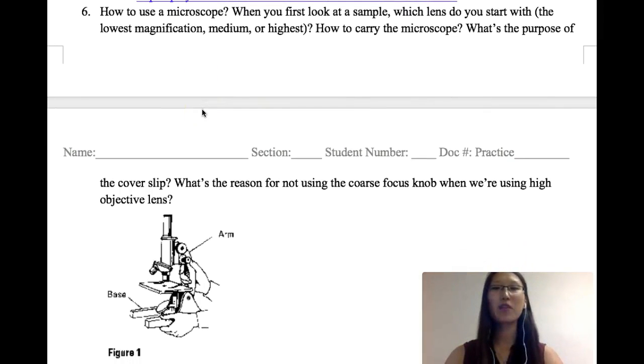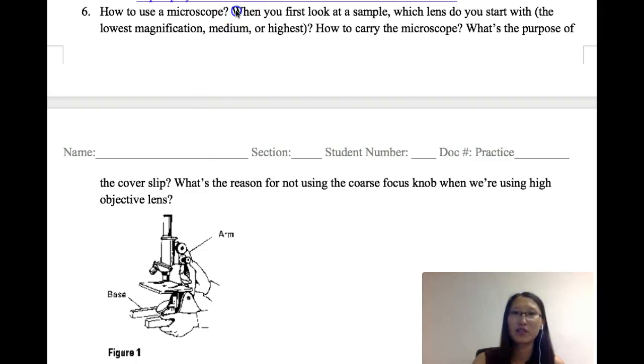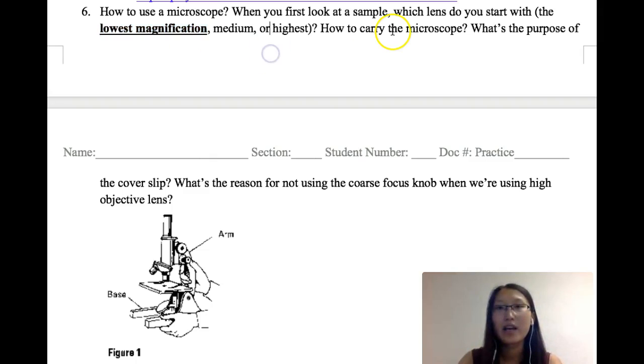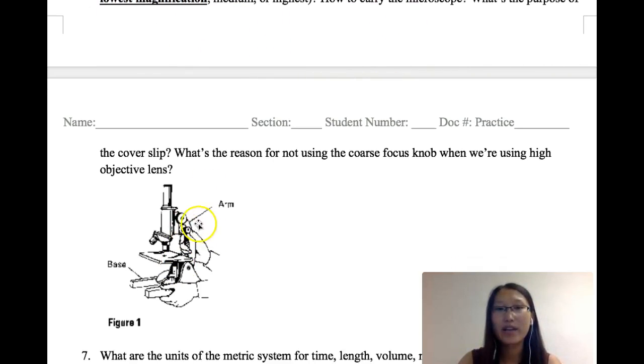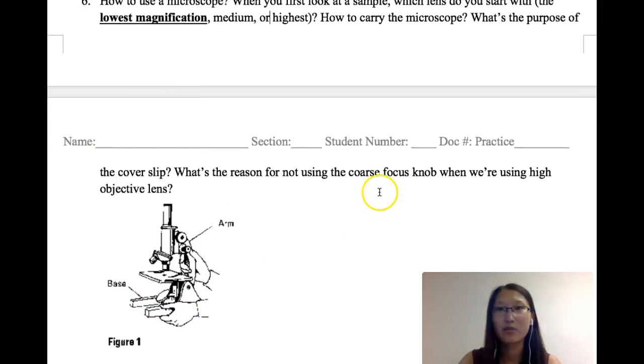Number 6, we already went over this in class: how to use the microscope. That's basically the video that we watched in class, which is on the PowerPoint posted in our Google Drive folder. When you first look at a sample, which lens do you start with? You always start with the lowest magnification, okay? To carry the microscope, you use one hand on the arm of the microscope and the other hand on the base.